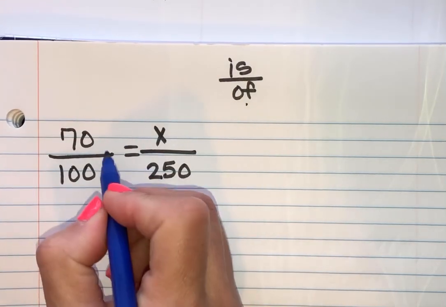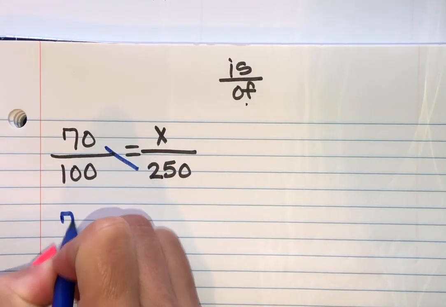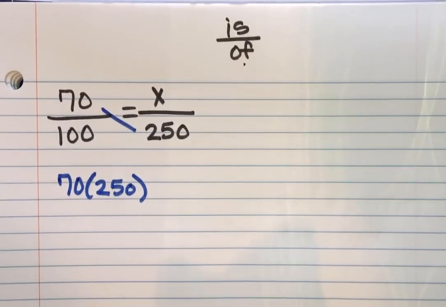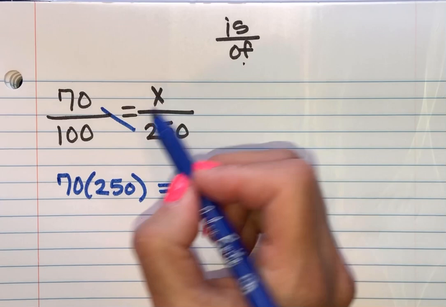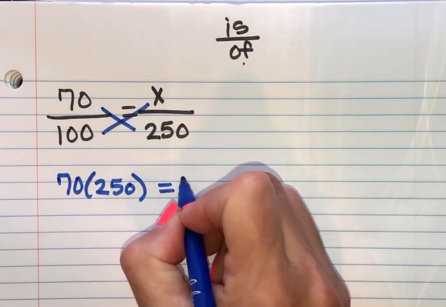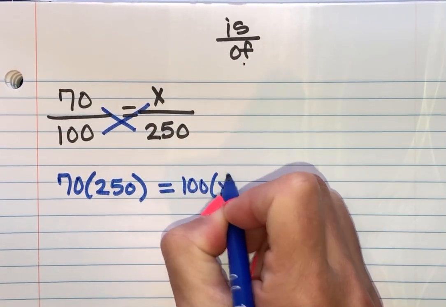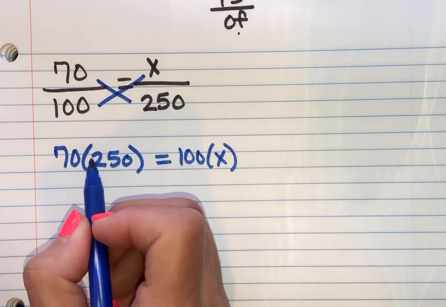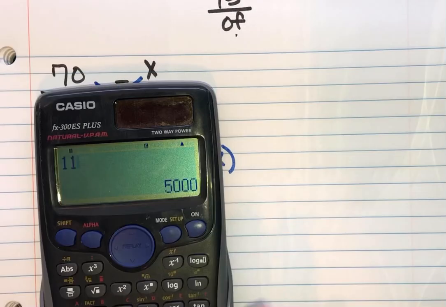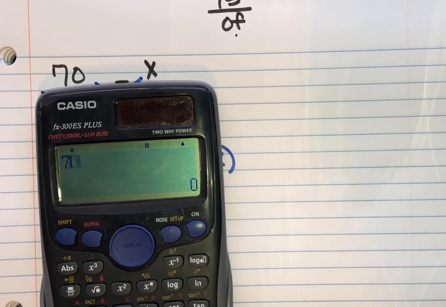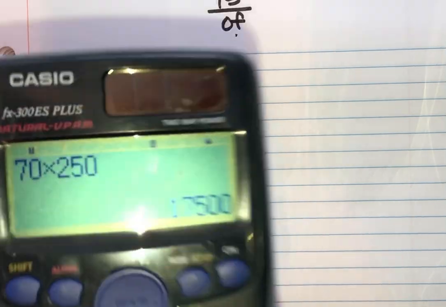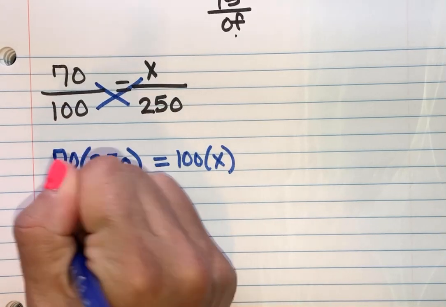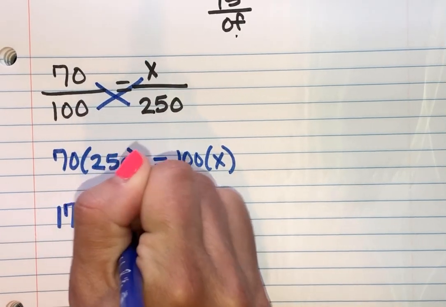Okay, so we would solve this the same way. Cross multiply. So these, 70 times 250, should be equal, proportional, to your other diagonal, 100 times x. So multiply 70 times 250. It's going to get 17,500.